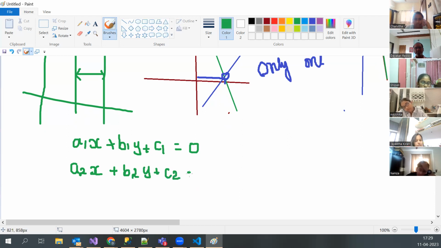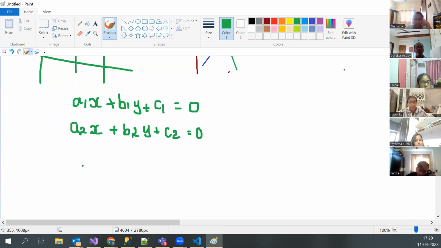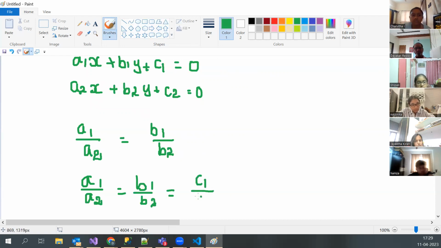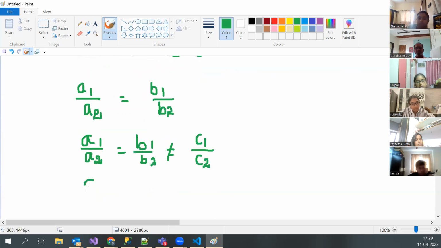Do you remember, children? Yesterday we talked about A1 by A2 equal to B1 by B2. And what else did we discuss? A1 by A2 equal to B1 by B2 is equal to, or not equal to, C1 by C2? Not equal to. And what is the last case? A1 by A2 is not equal to B1 by B2.